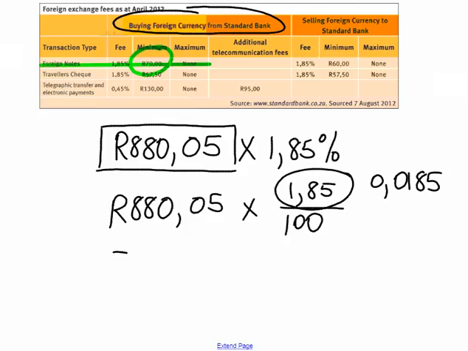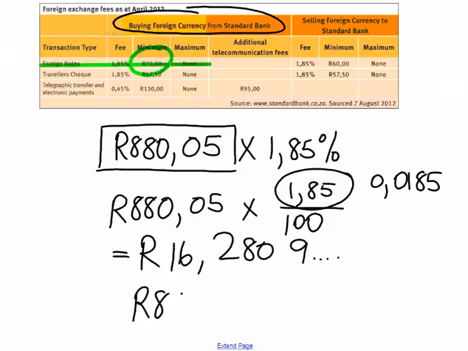05. Thank you, Matthew, for that. And that is 16,280.9, and so on. Okay, so now am I going to add it to the 880 Rand, or am I going to subtract it? Why am I going to subtract?